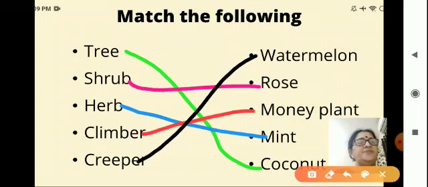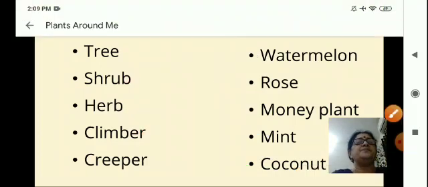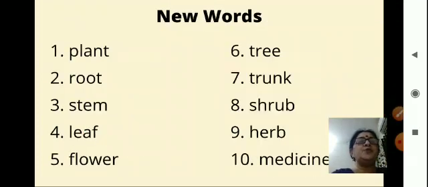So children, we have finished lesson number 8, Plants Around Me. Now let us learn some new words. I am going to read the spelling 3 times. Please listen carefully. Plant, P-L-A-N-T, plant. Root.